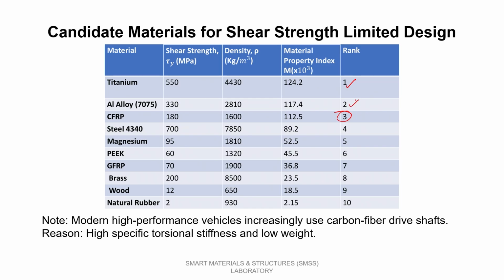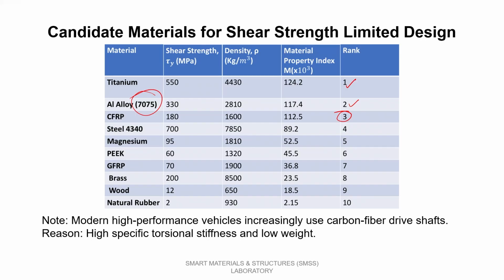Next to it is aluminum alloy. In fact, 7075 is used in a very big way in one of the Indian transport aircraft, which is based on aluminum alloy. The wings and all these cases use a lot of aluminum alloy. So, aluminum is the next best to titanium, and as I told you, titanium has a machining problem, but aluminum does not have. So, it is good. Then the CFRP comes, and then the steel, and then magnesium, PIC, GFRP, brass, wood, etc.